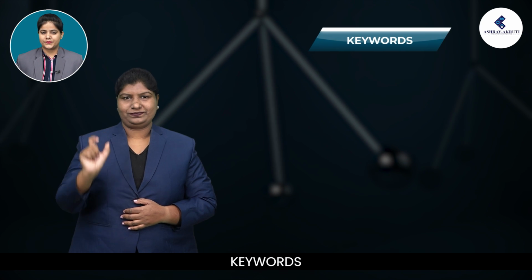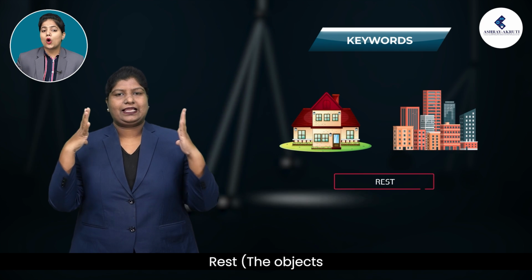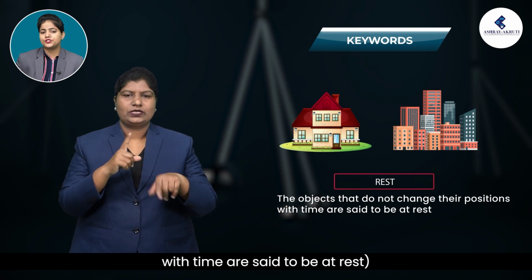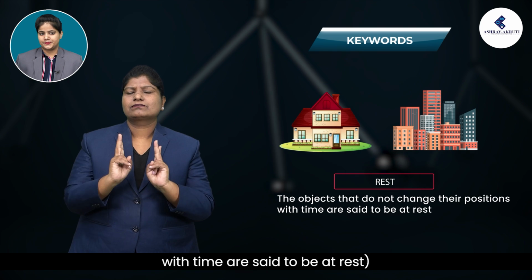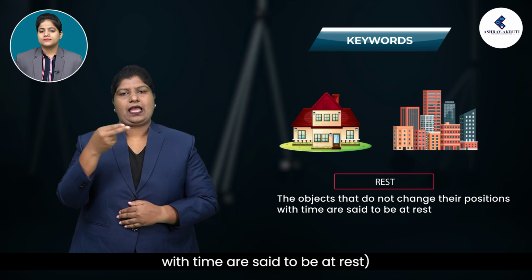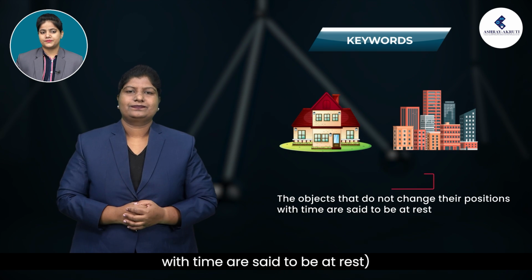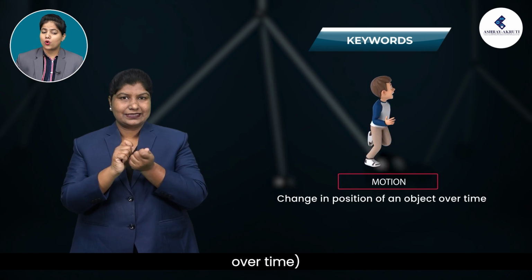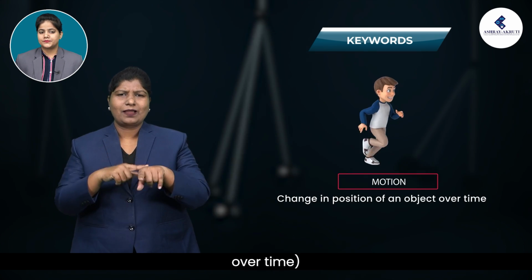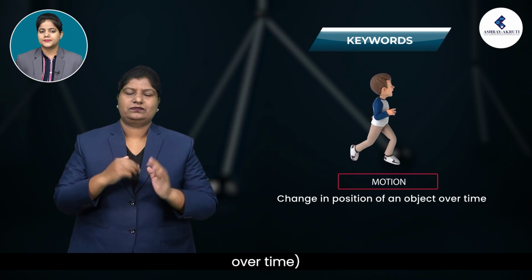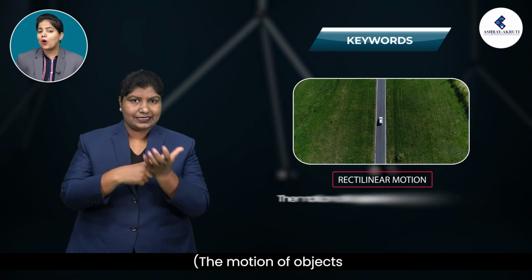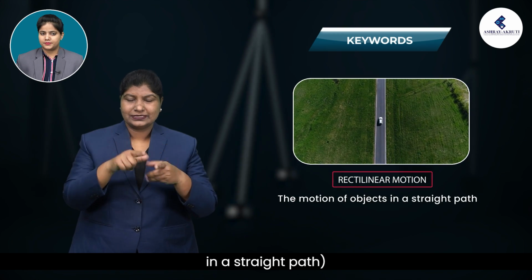Keywords. Rest. The objects that do not change their position with time are said to be at rest. Motion. Change in position of an object over time. Rectilinear motion. The motion of objects in a straight path.